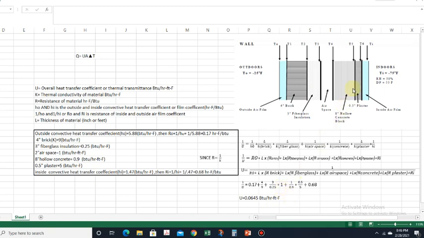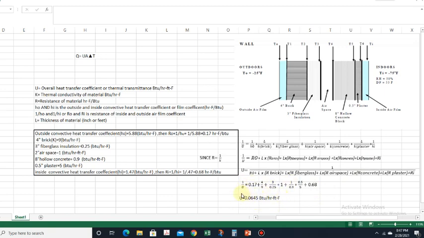Next, we have the 8-inch hollow concrete block. For this hollow concrete block we don't have to consider the length, as it is homogeneous. And next we have 0.5 inch plaster. For this 0.5 inch, the thermal conductivity is 5 BTU per hour Fahrenheit, and we have the inside film coefficient that is 0.6. This also we will get from ASHRAE. So when we calculate this we will get this value.